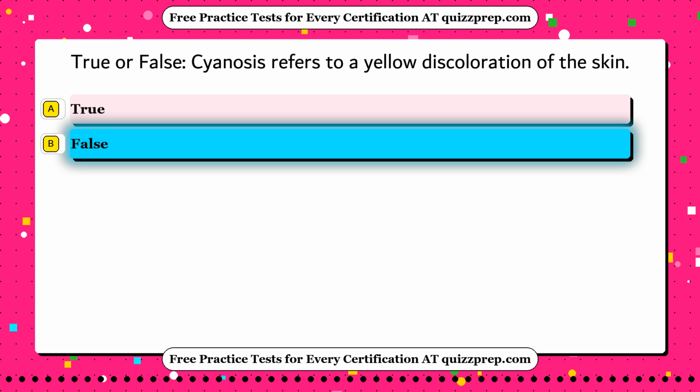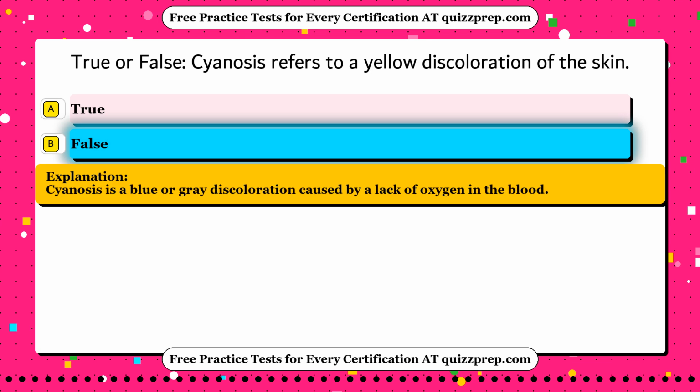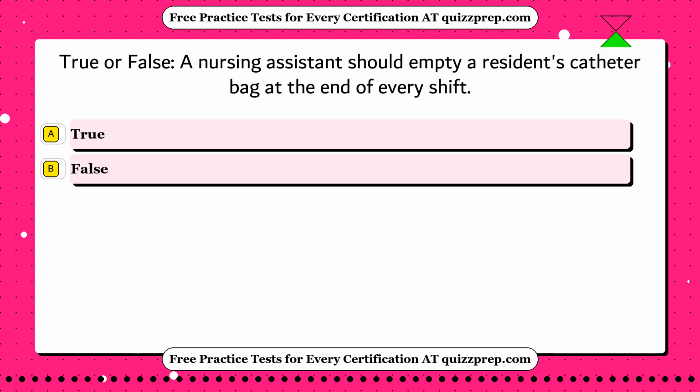The correct answer is option B, false. Cyanosis is a blue or gray discoloration caused by a lack of oxygen in the blood. Question 96. True or false, a nursing assistant should empty a resident's catheter bag at the end of every shift? Option A, true. Option B, false.